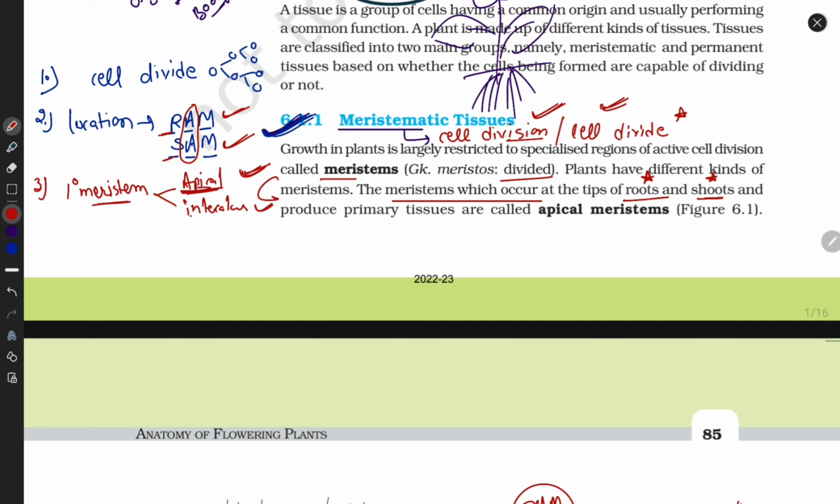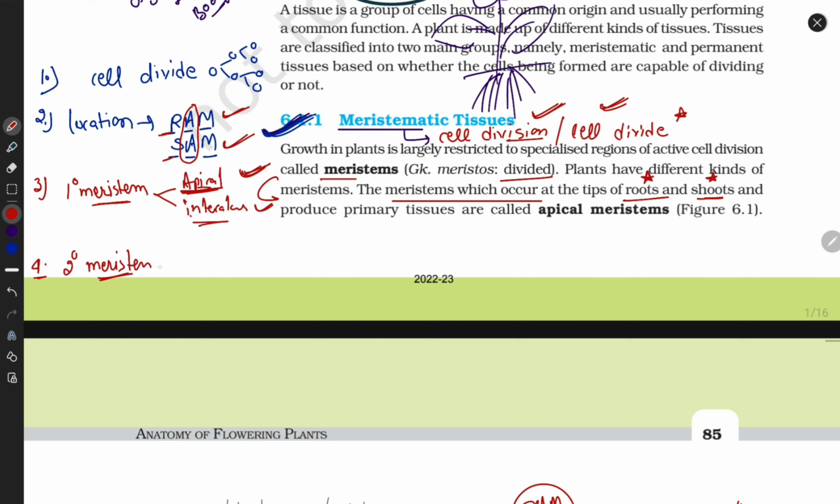What is the function of intercalary? What kind of function will they give? Also leaves, stem, or either branches, fruits, flowers. All right or not? Now the fourth property is that some meristematic tissues contribute to secondary growth.